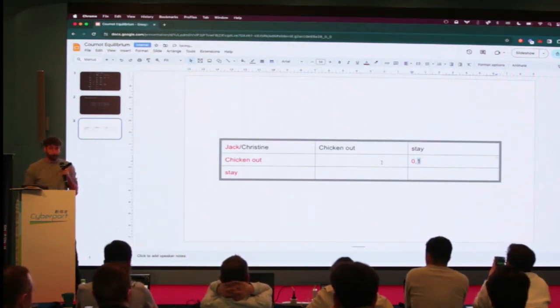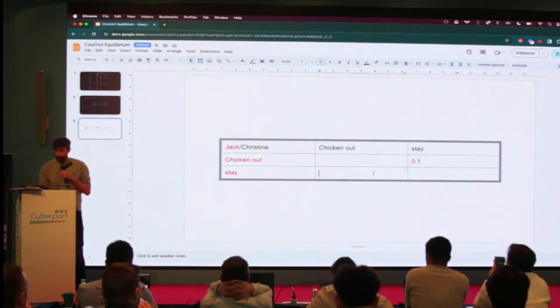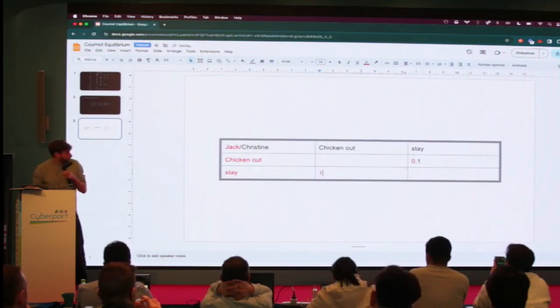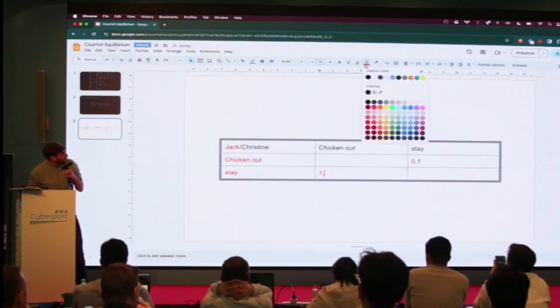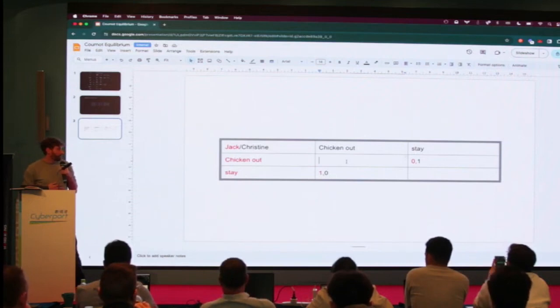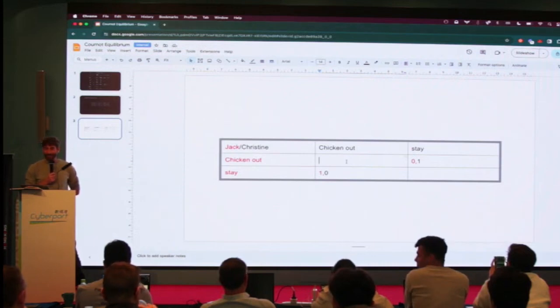Okay. And the opposite, if he stays and Christine chickens out, he wins the game. So it's still symmetric. Sounds good. And if both chicken out, I would say both lose the game, but they are still alive. So there would be a better choice than both staying. What should we put here? So let's put half for both.